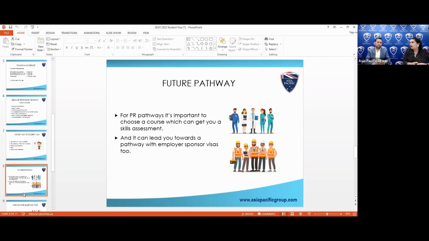And also when you're choosing the course, you need to see if there is any future pathway related to that course. There is no point doing a course, paying $20,000-$30,000, and there is no PR pathway. In some cases, the applicant is stuck and has to buy time. If they already have their relevant study, then it makes sense. But if you don't already have a PR pathway course, then it's strongly recommended that you choose a course which has PR pathways in it, which can get you a skill assessment, so that you can either get a GSM visa, General Skilled Migration visa, or you can apply for an employer nominated visa.